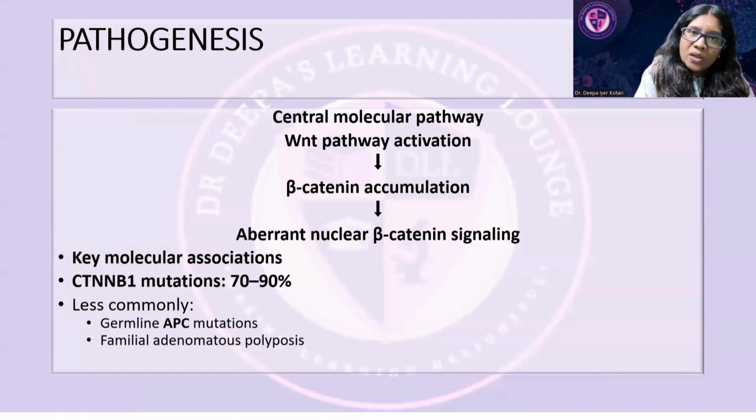This molecular biology is directly relevant in pathology because it gives us a useful immunohistochemical clue. In normal hepatocytes, the beta-catenin is predominantly membranous, while in hepatoblastoma, the abnormal nuclear and sometimes cytoplasmic staining can be seen. There is also an association with germline APC mutations of familial adenomatous polyposis. So the WNT beta-catenin pathway is one of the most important concepts to remember in hepatoblastoma.